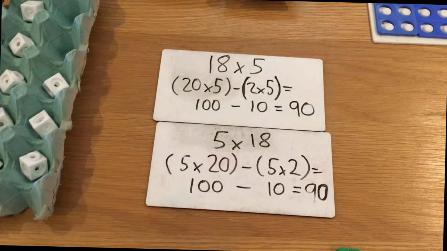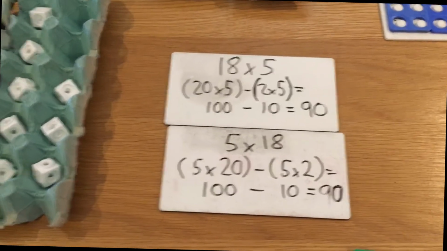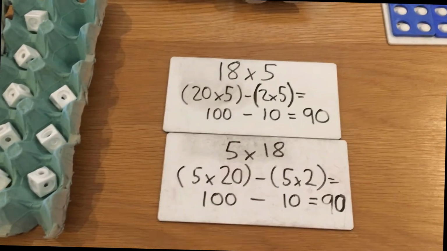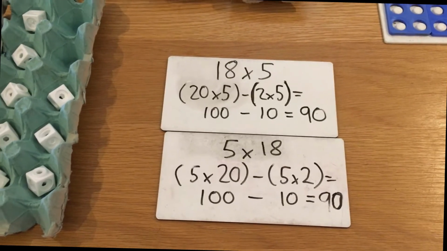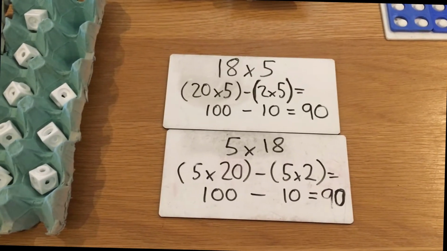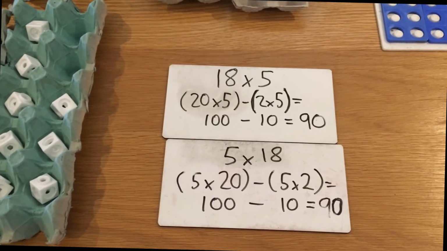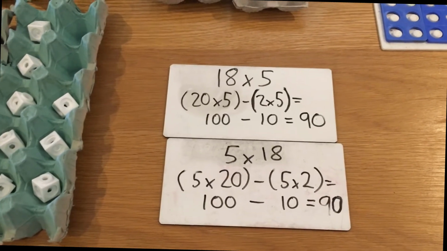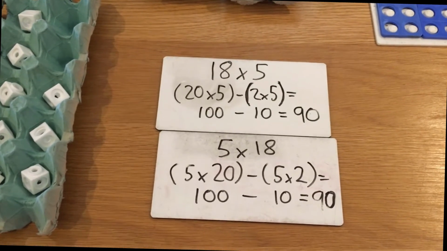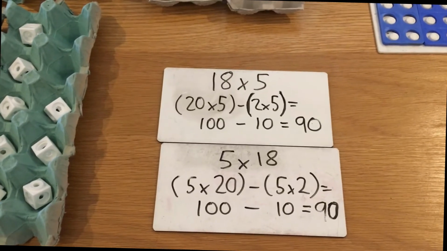We make 18 and we make it 5 times as big. So if we do it that way, you can see that 18 multiplied by 5 becomes 20 multiplied by 5, subtract 2 multiplied by 5. Because there is basically 20, subtract 2, 5 times. You end up with 100 subtract 10 equals 90.